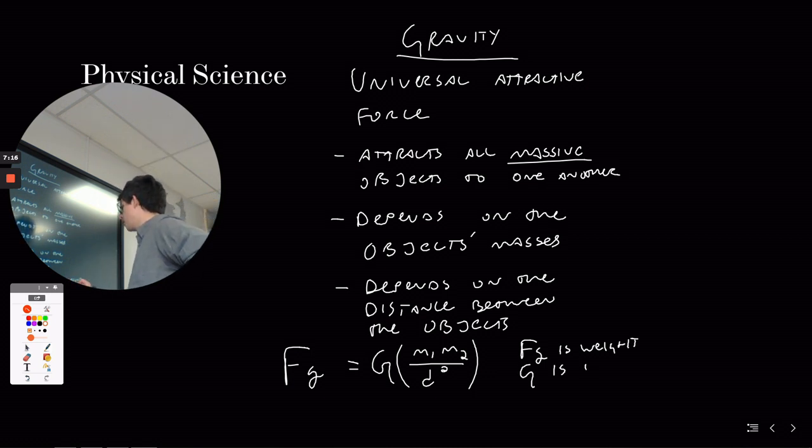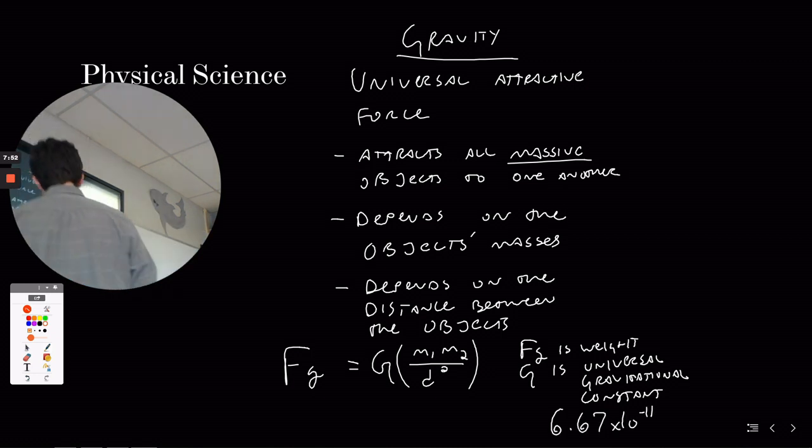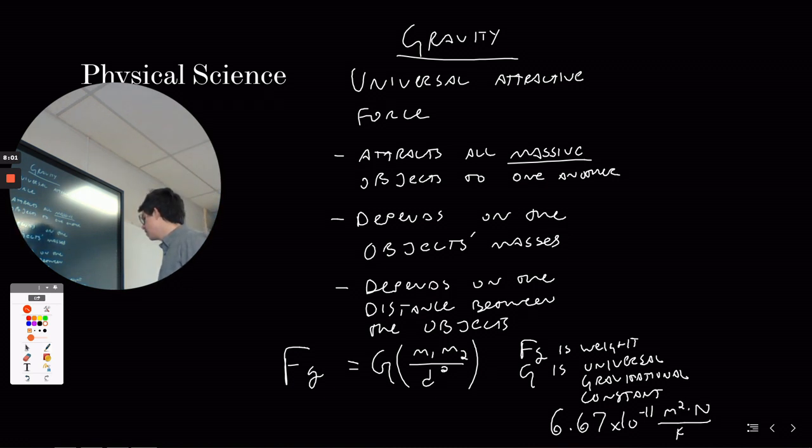Capital G is what we call the universal gravitational constant. Since it's a constant, we don't have to just write down the units, but we can also write down the exact value of this for our entire universe, right? The universal gravitational constant is true everywhere in our universe. It is 6.67 times 10 to the negative 11th meters squared newtons per kilogram squared. And that unit is almost meaningless, but it's that way so that the other units drop out, leaving us with newtons as our unit for weight.